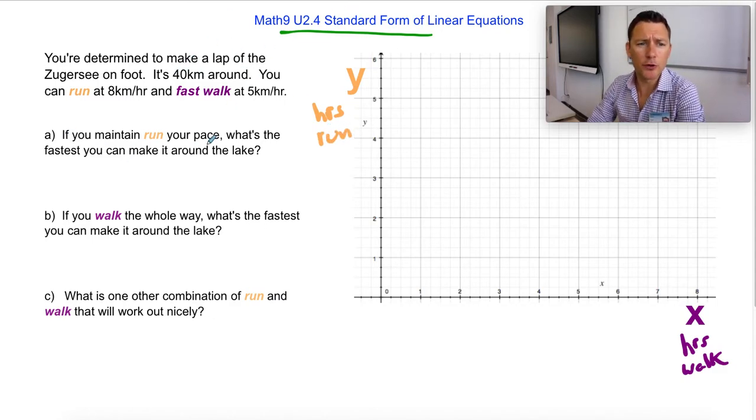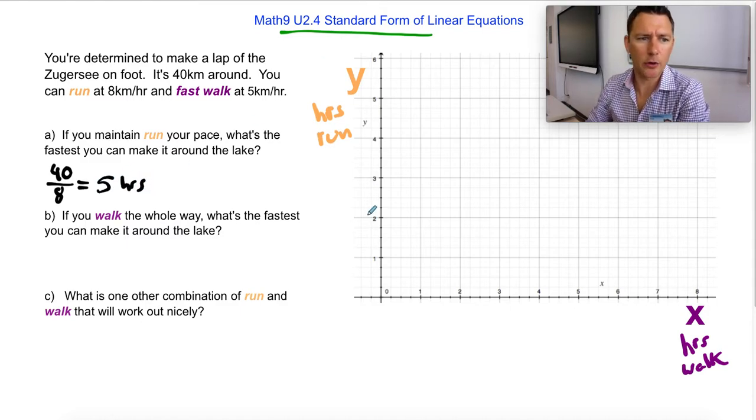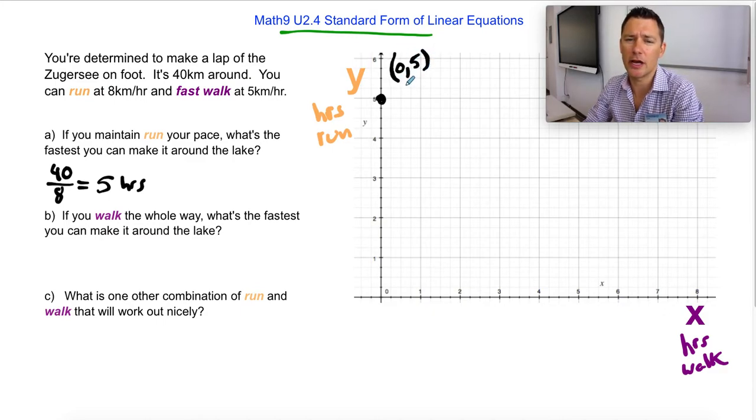So if you can run all the way around the lake, how long will it take you? Well, that 40 kilometers, if you're going 8 kilometers an hour, it should take you 5 hours. I'm zooming through these kind of quick. So if you walk none of it and only run, it'll take you 5 hours, right? So this is 0 walking hours, and 5 running hours.